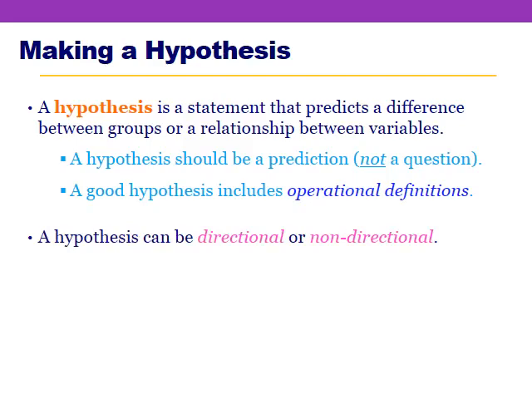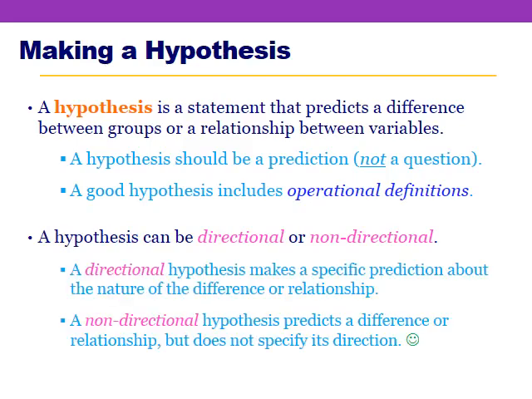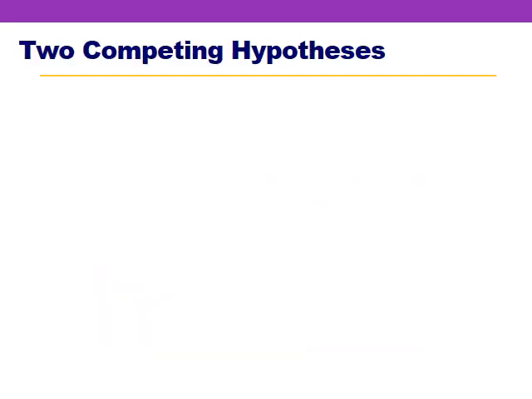We talked also briefly about how a hypothesis can be either directional, meaning we're being specific about the nature of the relationship, or non-directional, meaning we're not being specific. We're just saying there's going to be a difference or a relationship, but we're not describing what we think that difference or relationship will look like.